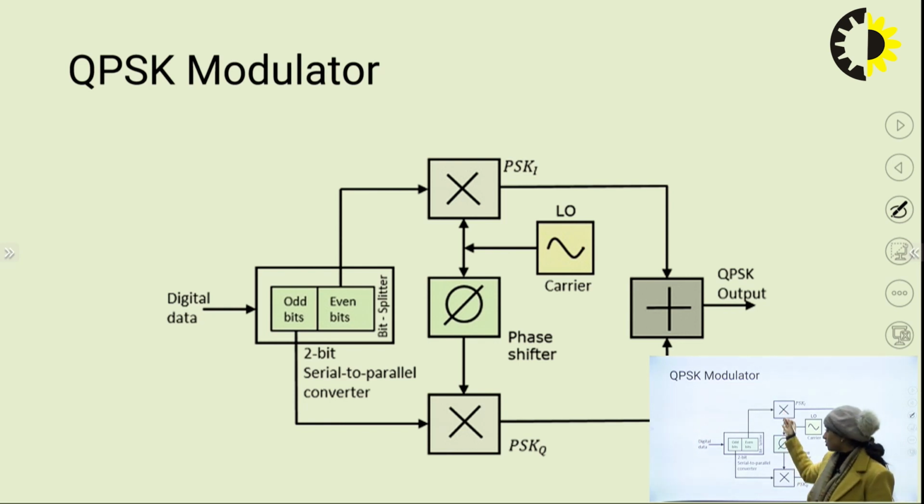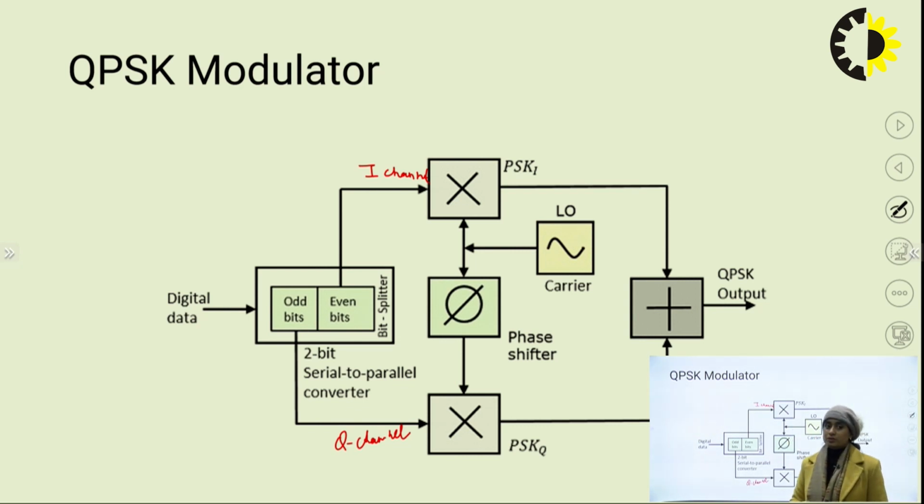So these 2 product modulators are used in 2 channels, where the upper channel can be called the I channel and the lower channel could be called the Q channel. And we are not going to send dibits to each of the channels. We are going to split the dibit at every instant, at every symbol duration, and pass the even bit to the I channel and the odd bit to the Q channel, right?